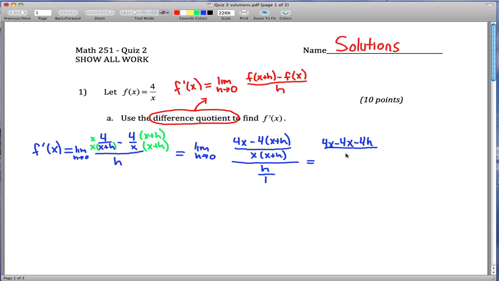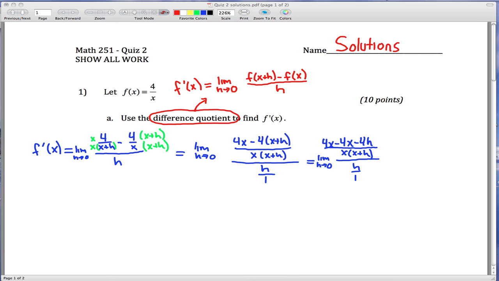In the denominator, we could distribute the x, but there's really no need to, so maybe I'll just leave it as x times x plus h. And this is all divided by h over 1. Again, this is the limit as h approaches 0. So the nice thing that you might be able to see at this point is that we have 4x here and minus 4x here, so those guys cancel out, which is good because canceling out those will enable us to cancel out the h's, as you'll see in this next step.